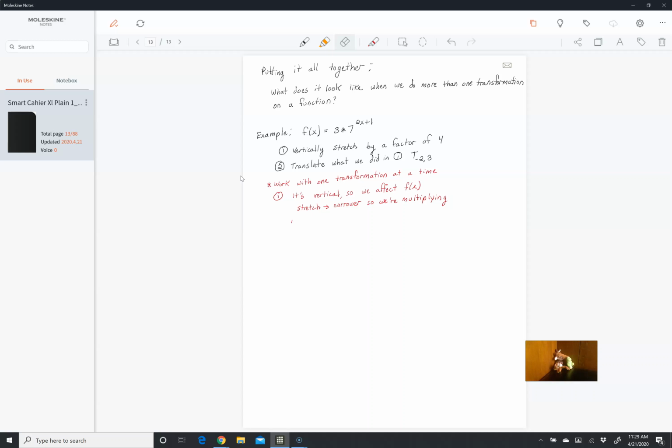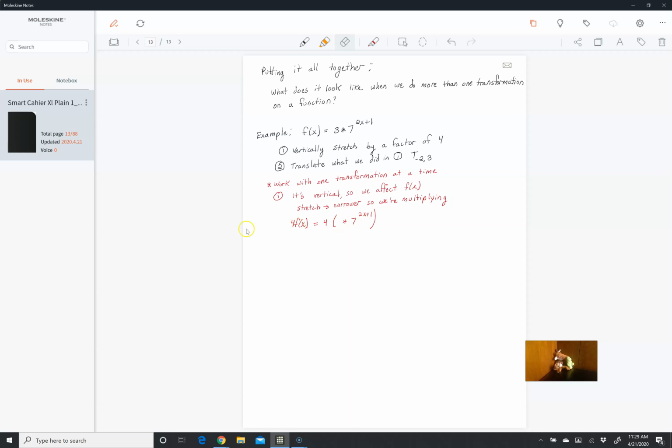So what does this mean? This means that the new function notation is 4 times f of x, okay? The 4 is being multiplied. That's because it's a dilation, okay? And a stretch makes it narrower. And it's outside our parentheses here. It's in front of the f of x because it's vertical, okay? So what does this mean? This means that we're taking the whole function 3 times 7 to the 2x plus 1, and we're multiplying it by 4.